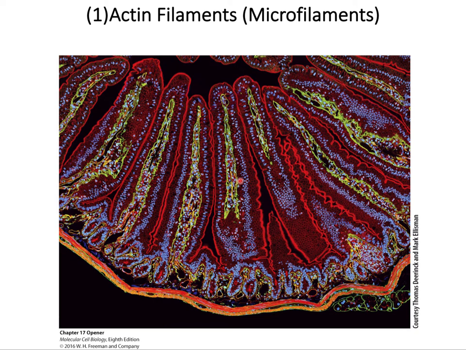So here you can appreciate the chapter opener illustration. This is a low magnification immunofluorescence micrograph showing a section of a mouse intestine stained for actin in red, the extracellular matrix protein laminin in green, and the DNA in the cells in blue. Do not get confused that these finger-like projections are the internal wall of the intestine. The whole thing is the internal wall of the intestine.